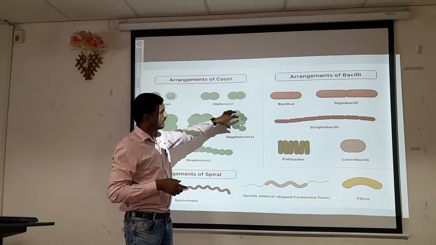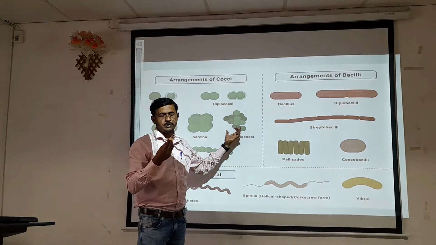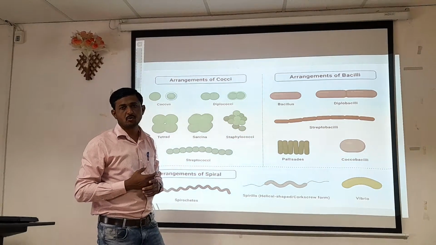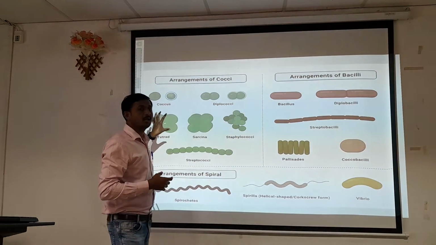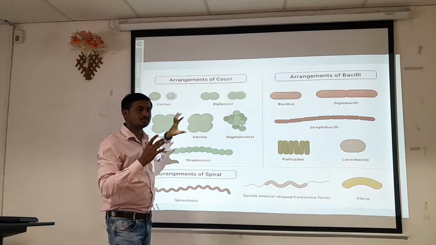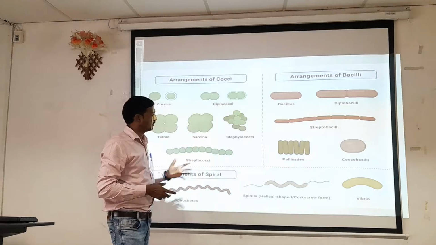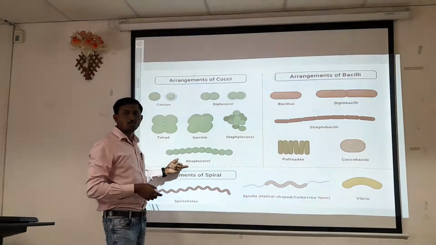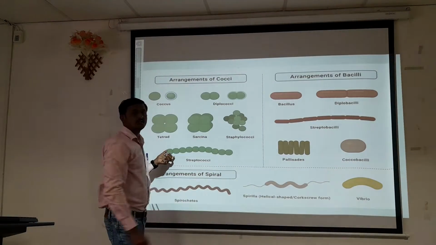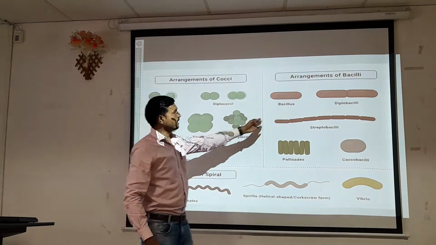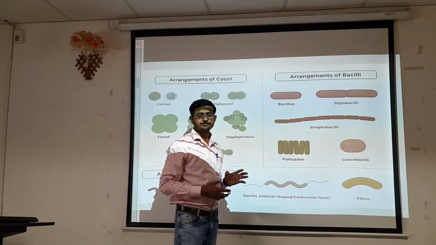Staphylococci look like a bunch of grapes, and that structure is called staphylococci. Here is a typical arrangement of bacterial cells. On the basis of that arrangement, cocci are categorized into different groups. Here, streptococci: cocci arranged in the form of a chain are called streptococci. Here is the arrangement of bacilli.